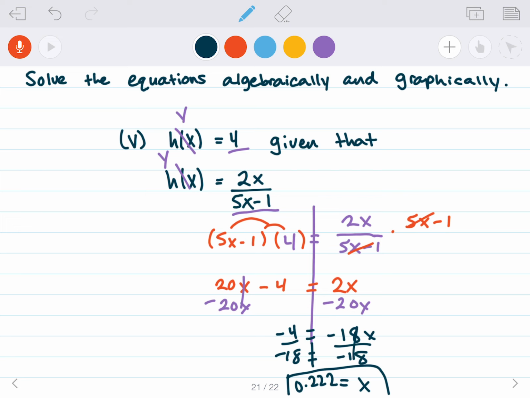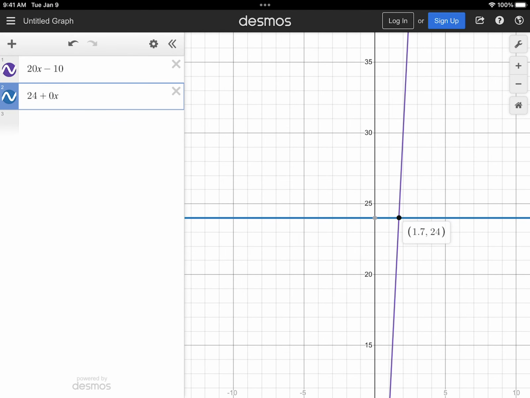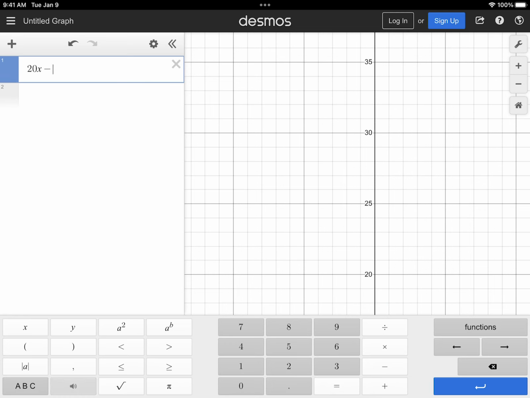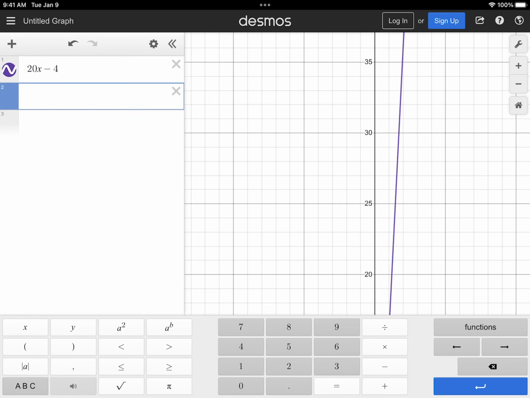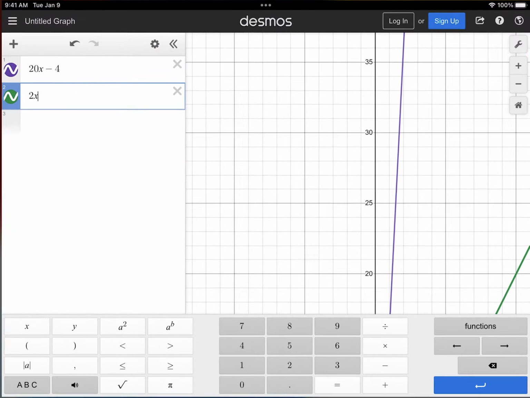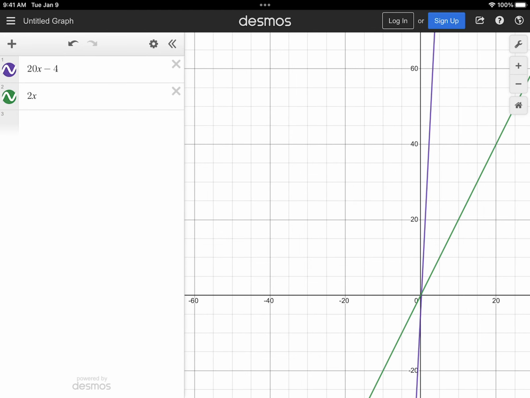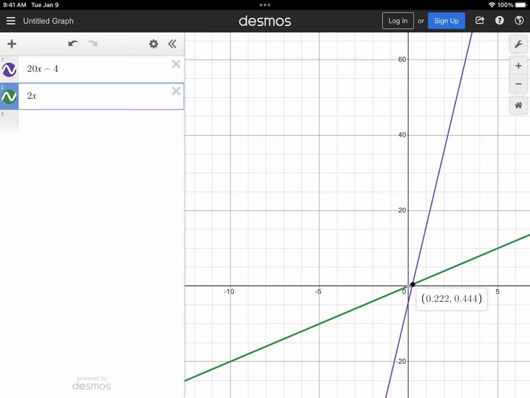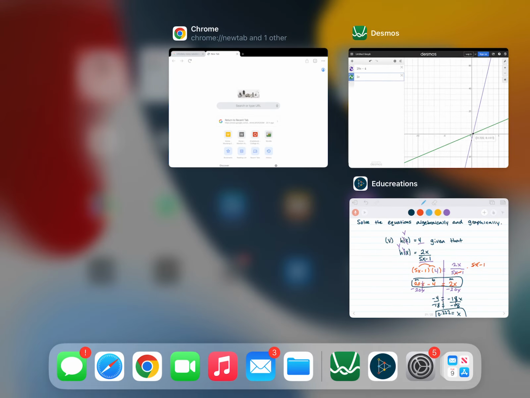And if we look at this step right here, we are in y equals mx plus b form on the left and the right hand side. On the left side, m is 20 and b is negative 4. On the right, m is 2 and b is 0. And so when I zoom out of here, I click their point of intersection, and I do see that they intersect at x equals 0.22, just like we verified algebraically.